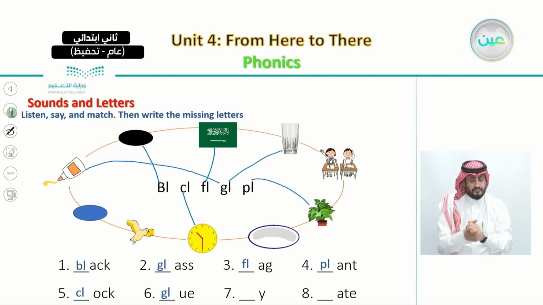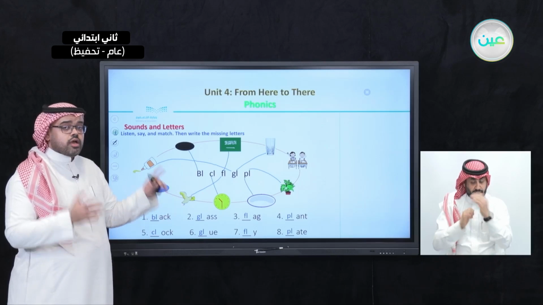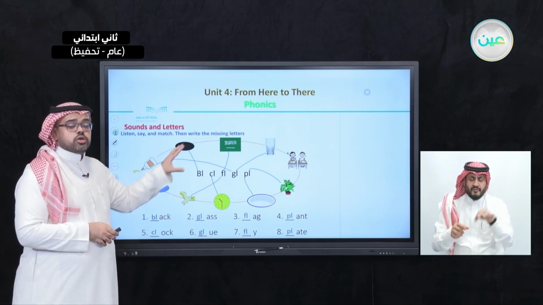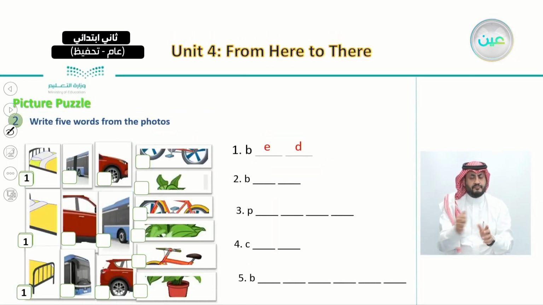And number 7, fly. Fly starts with F and L, and here we need to match it. And finally, plate. Plate starts with P and L, and here we go. We need to match it to this picture. Here you go. This is how we answered this exercise, where we listened to different words and decided which letters each of these words starts with.